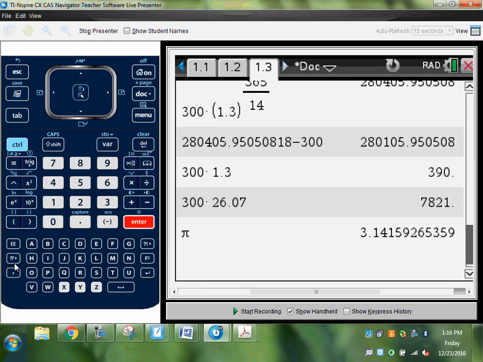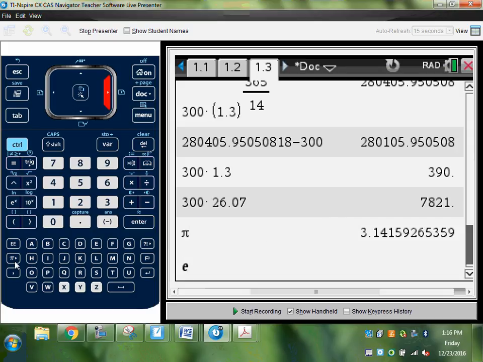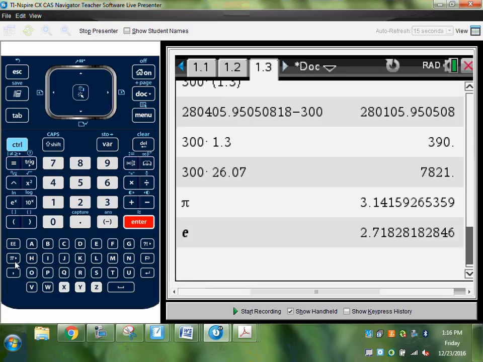Now, there's another irrational constant. Hit the pi button again, please, and go over. There's the number e. And e is about 2.718 and some change. And that, too, is an irrational constant.